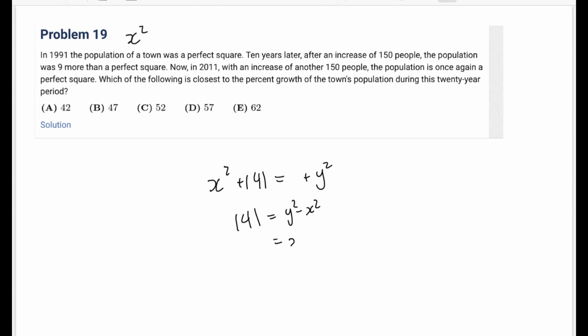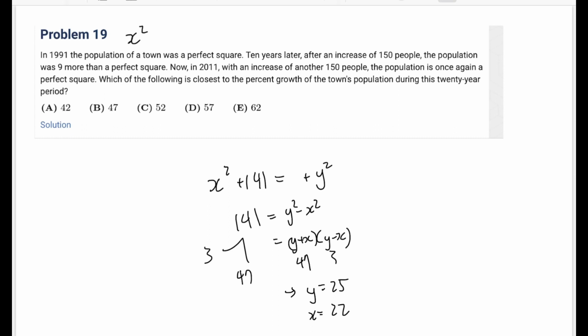This is y plus x times y minus x, and so if we split 141, it can split into 3 and 47, so 47 times 3. So this would be 47, this would be 3, and so y would be 25, x would be 22, and so the percent growth of the town's population during this 20-year period.